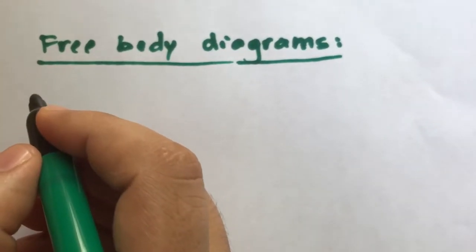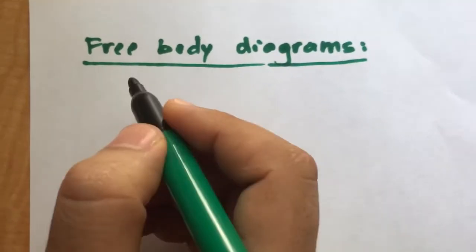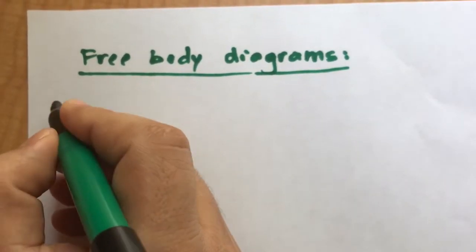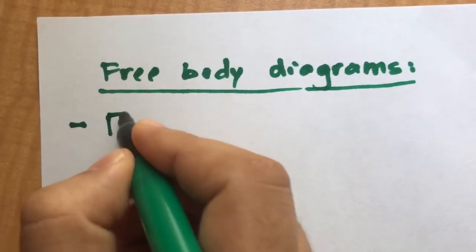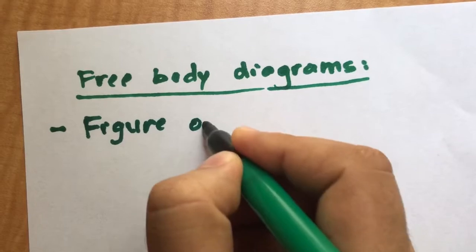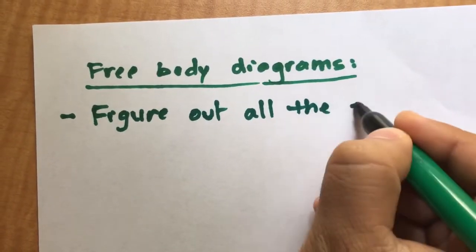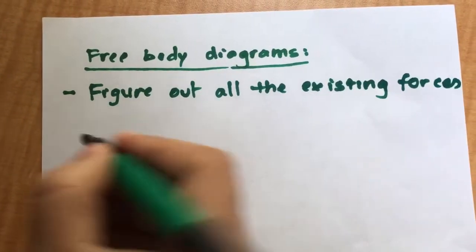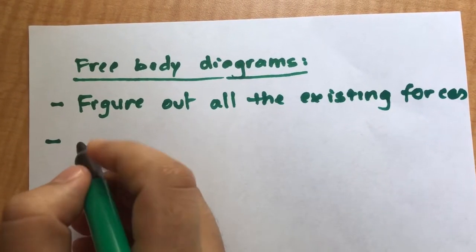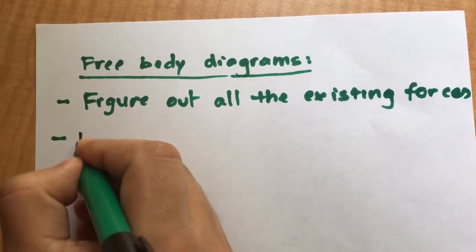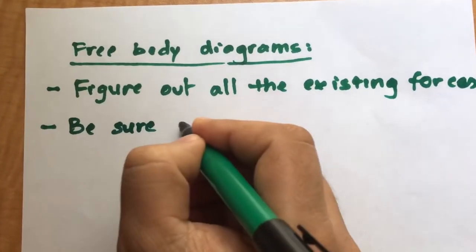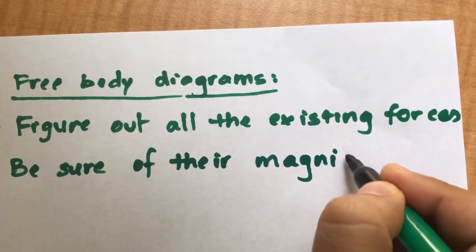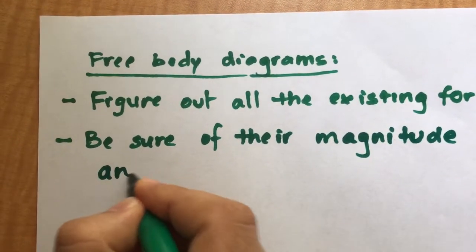So, before diving deep into the topic, I'll actually tell you how to draw free body diagrams. While drawing free body diagrams, you need to keep track of two things. The first one is you need to figure out all the existing forces. The next one is you need to be sure of their magnitude and directions.